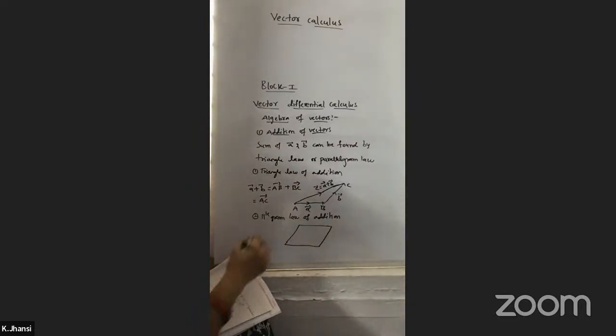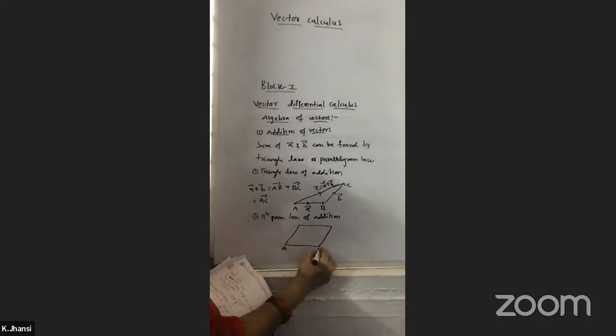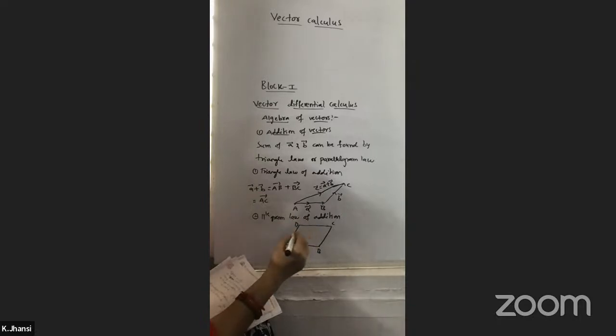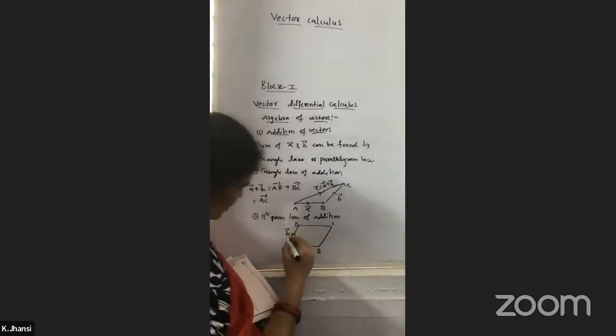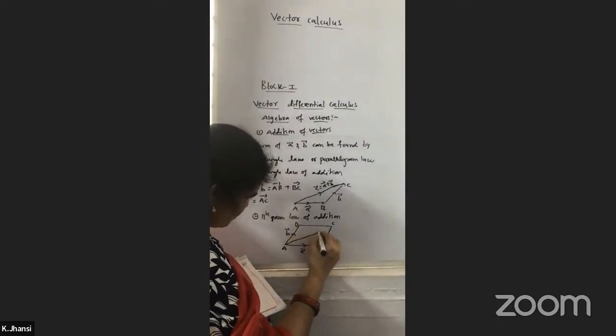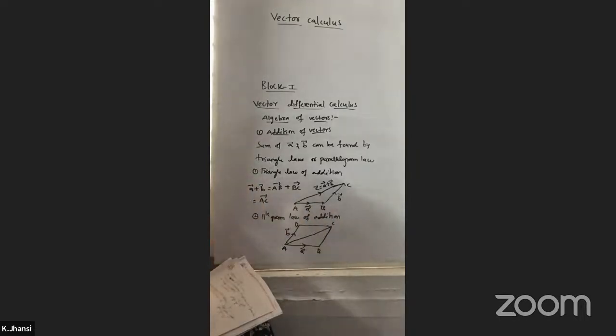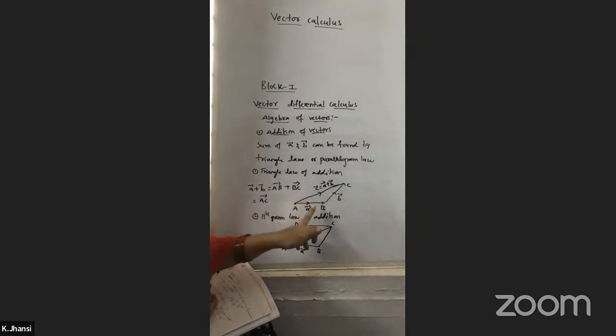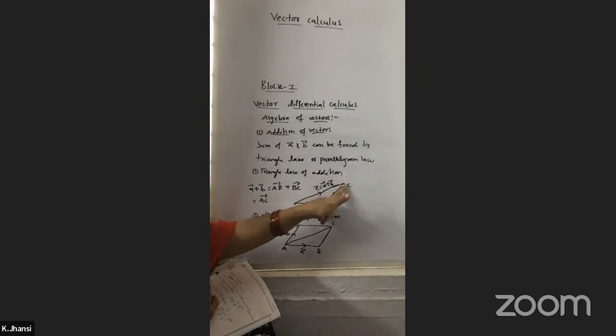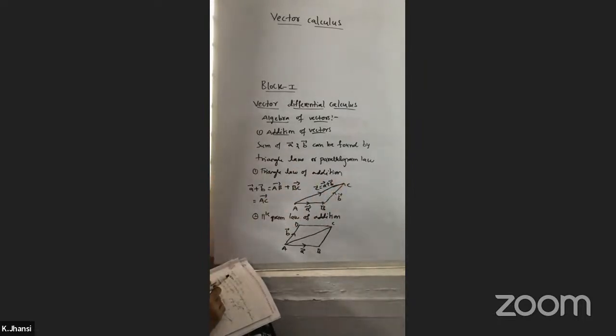So this is the parallelogram A, B, C, and D. This is vector A and this is vector B. Whatever the diagonals we have, two diagonals we will have. This AC is one of the diagonals and BD is the other diagonal. So how we have got here, from the initial point to the end point of this vector, whatever the distance is there, that is the sum of the two vectors.